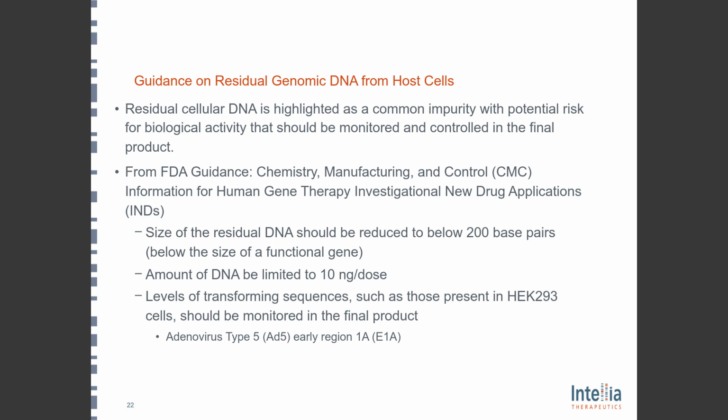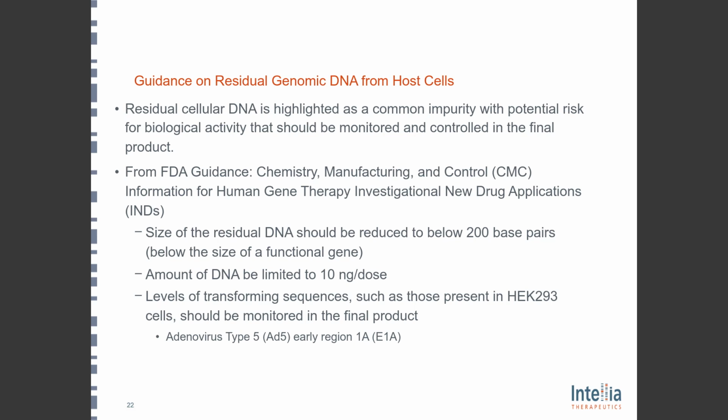Another one is guidance on residual genomic DNA from host cells. I get a lot of questions from people on this. Residual cellular DNA is highlighted as a common impurity with a potential risk for biological activity. So it's really important to monitor and control it in your final product. From the FDA guidance on CMC information for human gene therapy investigational new drug applications, and this is pretty consistent across the industry, the size of the residual DNA should be reduced to below 200 base pairs, which is considered below the size of a functional gene. And the amount of DNA should be limited to 10 nanograms per dose, which, using calculations that I talked about earlier, you should be able to figure out.